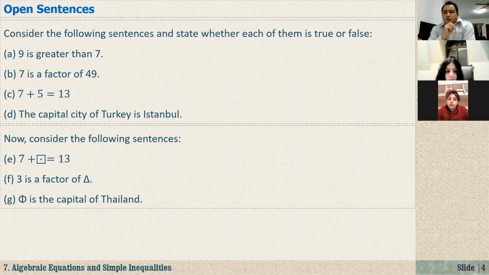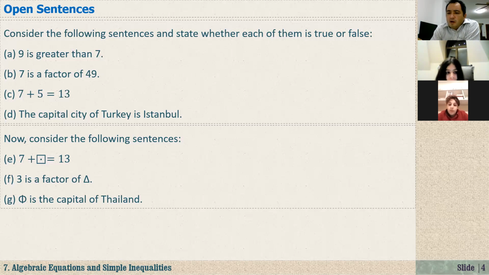here, these are not the questions, Selin and Alekbar. What I just said, for example, question A, 9 is greater than 7. Immediately, right, Selin, you say that it is true or false, right? And 7 plus 5 equals 13. Immediately, you can say that it is false, right? And how about the other sentence? Now, consider the following sentence. 7 plus the symbol equals 13. Now, can you say it is true or false?